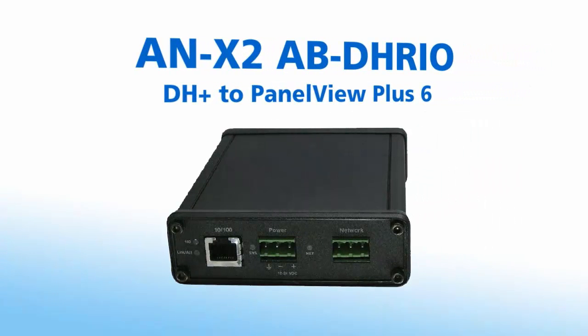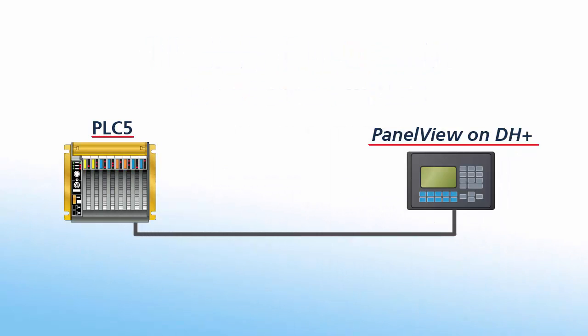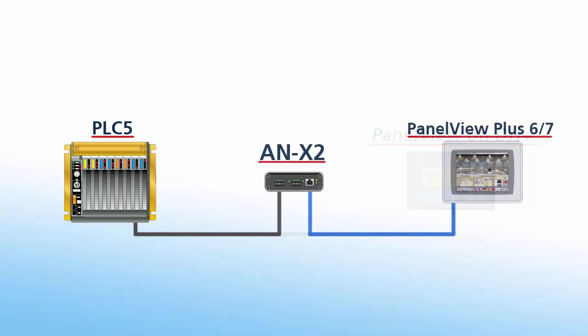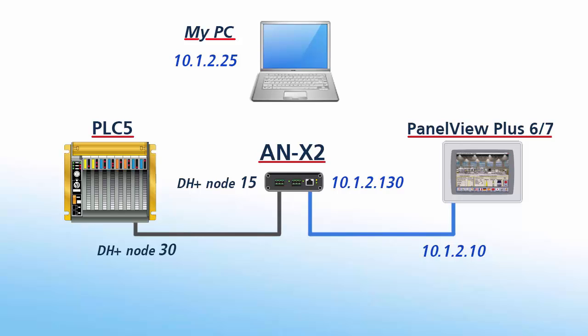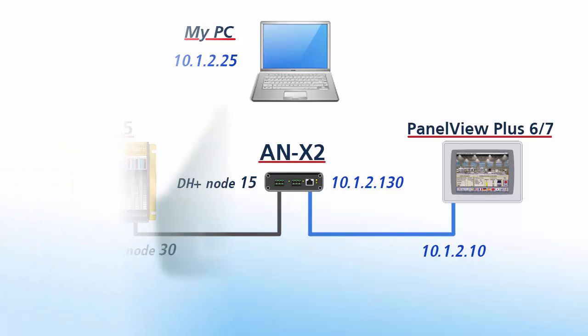In this edition, we'll be setting up an Annex 2 ABDH Rio gateway to upgrade an existing Data Highway Plus PanelView to a newer EtherNet IP PanelView Plus 6 or 7 to connect to a PLC5. This diagram shows the DHP addresses and IP addresses of the hardware I'll be using. Note that this configuration will also work for upgrading to PanelView Plus 7.